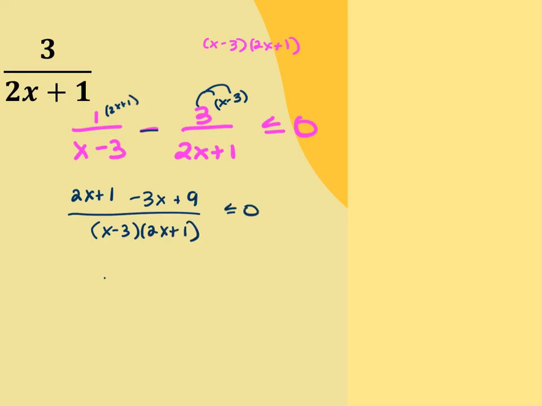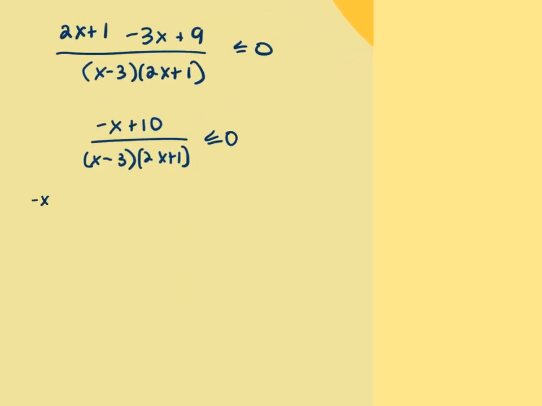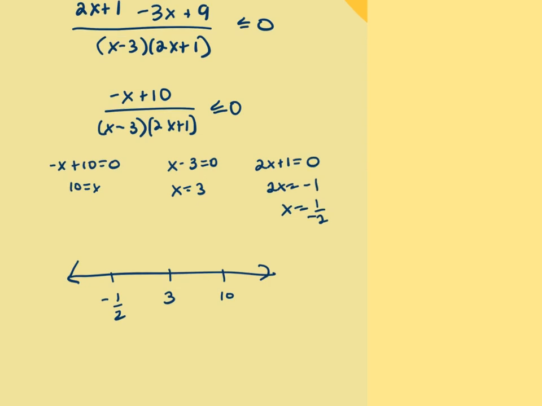Combine my like terms in my numerator: negative x plus 10 over x minus 3 and 2x plus 1, less than or equal to 0. Set up my test points. So negative x plus 10 equals 0, x minus 3 equals 0, 2x plus 1 equals 0, and I get 10 equals x, x equals 3, 2x equals negative 1, and x equals negative 1/2. So now I can plug in something that is less than negative 1.